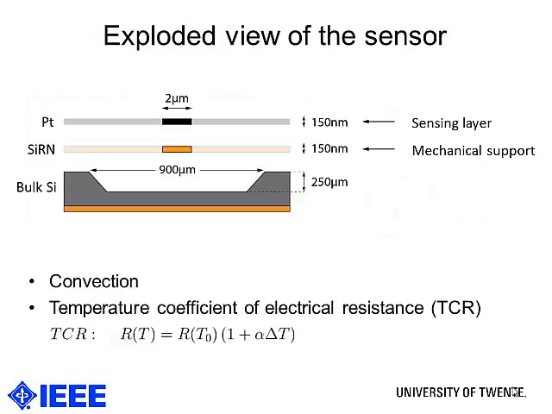In a bit more detail, these beams consist of a stack of a silicon nitride layer, 1.5 nanometer thick, and on top of it, a platinum layer of the same thickness. So the stack is only 300 nanometer thick. They are about 900 micrometer long and 2 micrometer wide, and these hang on the chip as shown here in a well of about 250 micrometer. What we use here is convection, the principle we use for measuring particle velocity, and of course the temperature coefficient of electrical resistance of the platinum layer, as shown here.